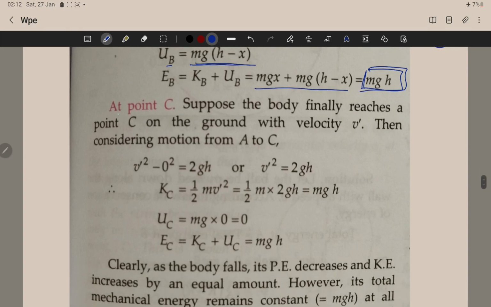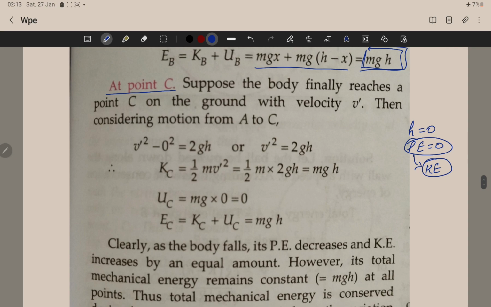Now let's check at point C. We know point C is at the ground, so h will become 0, which means potential energy will become 0. So all the potential energy gets converted into kinetic energy. Here again we can use the equation v squared minus u squared equals 2gh to find the velocity at the ground. So v squared will become 2gh. Then again find the kinetic energy, put in the value of v squared.